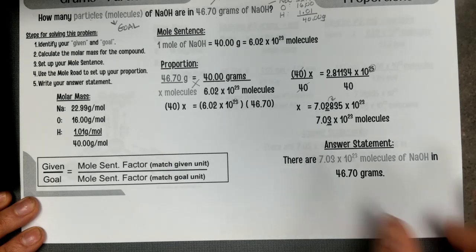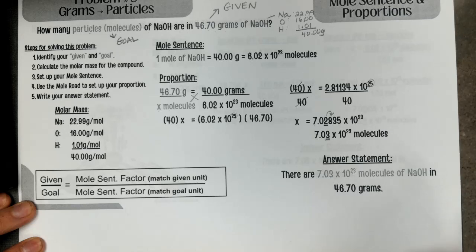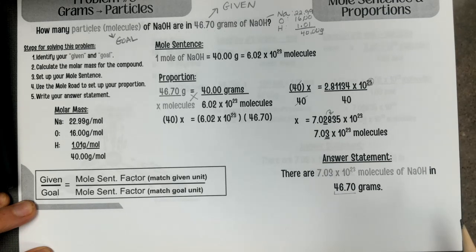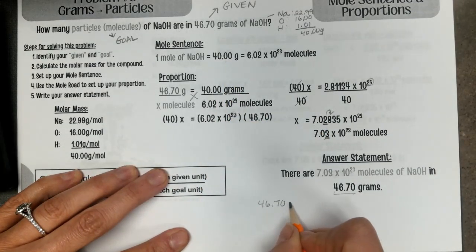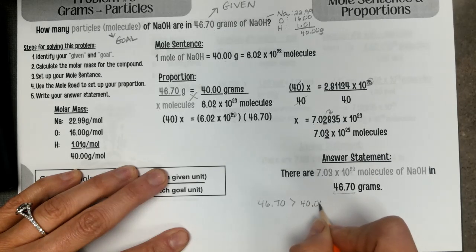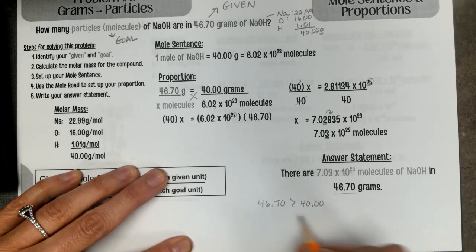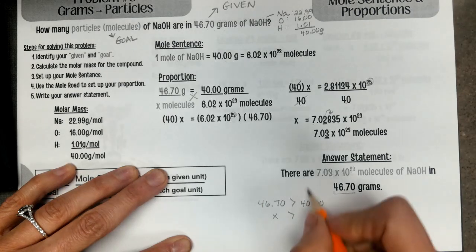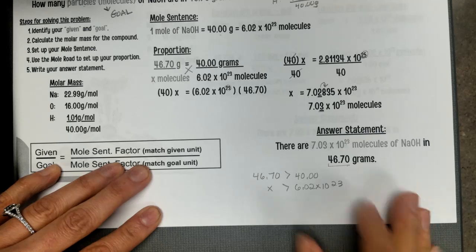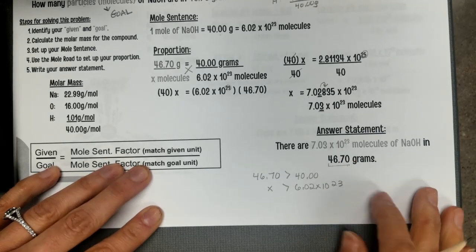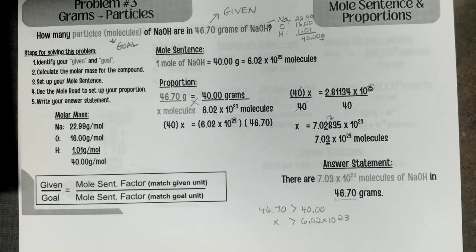Now we want to make sure this is reasonable. So let's do some fact checking. This is how many grams we had to start. How does that compare to that? So because 46.70 is bigger than 40, that tells me that the answer that I'm trying to solve for should be greater than this number. So it should be bigger than 6.02 times 10 to the 23rd. And it is. Okay, so that tells me that my answer is reasonable.